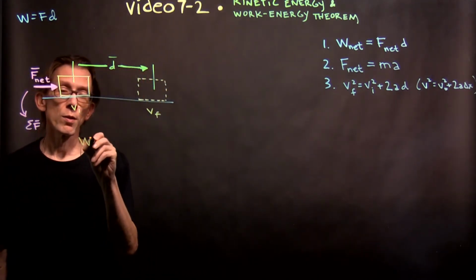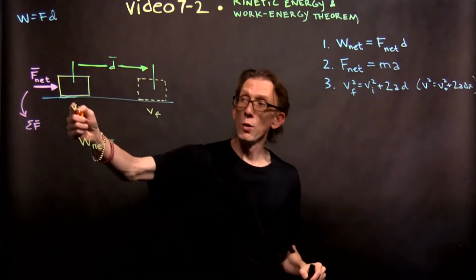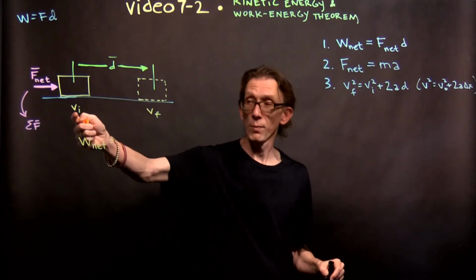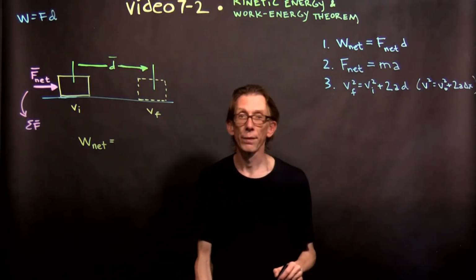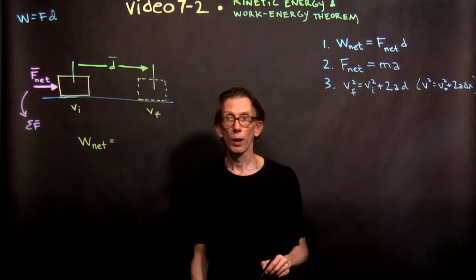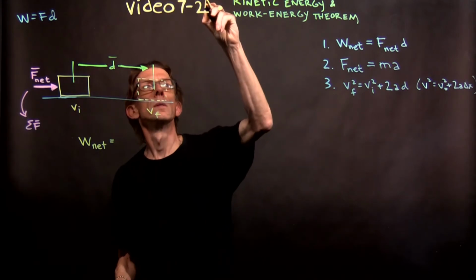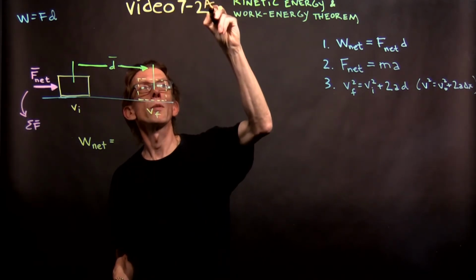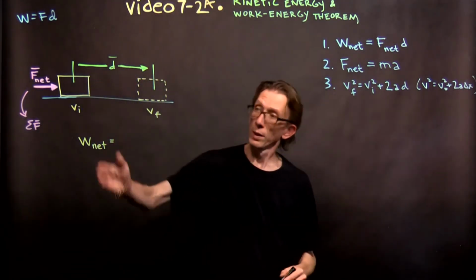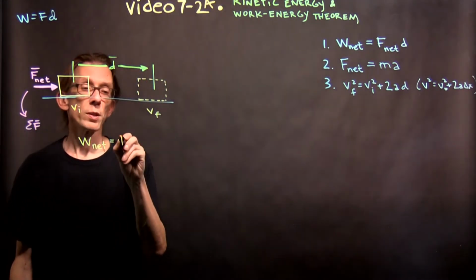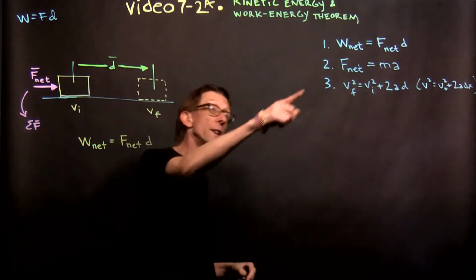Let's calculate the total work, or the net work, done on this block as it moves across the table, starting with initial velocity vi and ending with final velocity vf. This should probably be video 7.2a, because I'm pretty certain there's going to be another one from this section. So initial velocity vi, final velocity vf, net work is going to be F net times d. This is our first equation up there. But F net is ma.